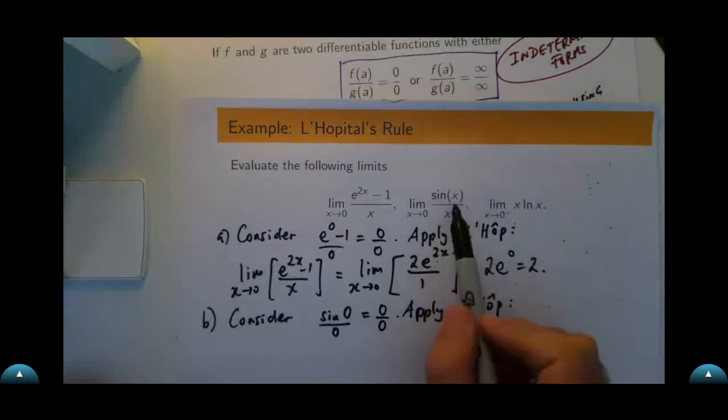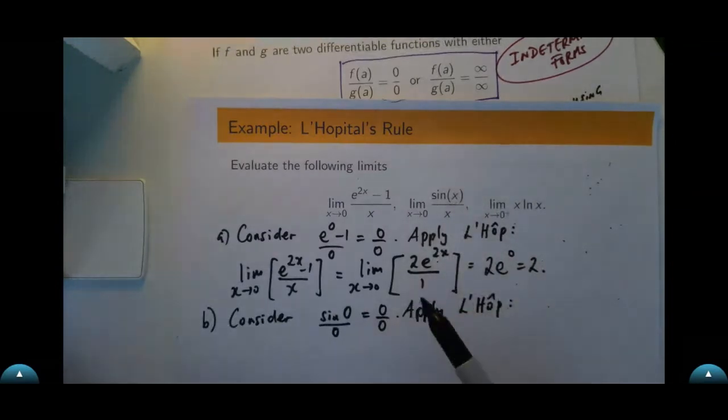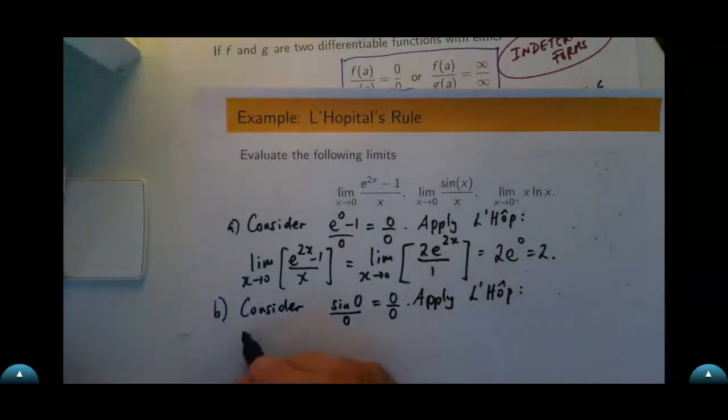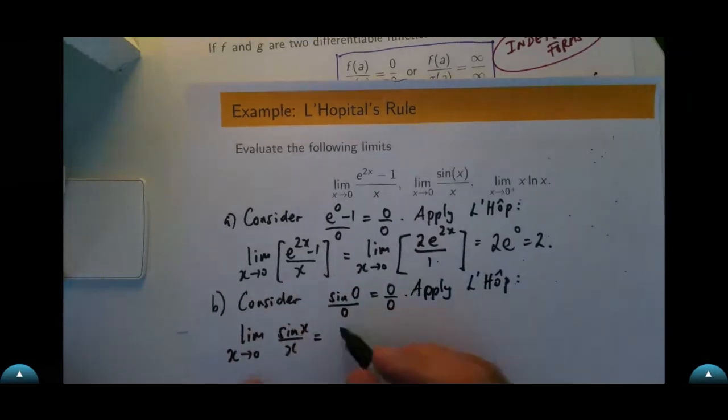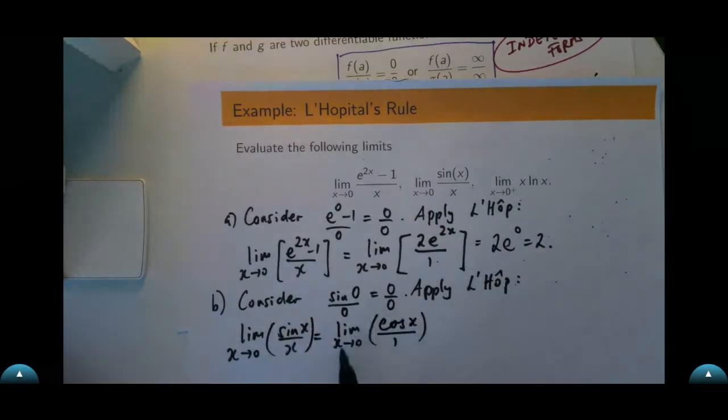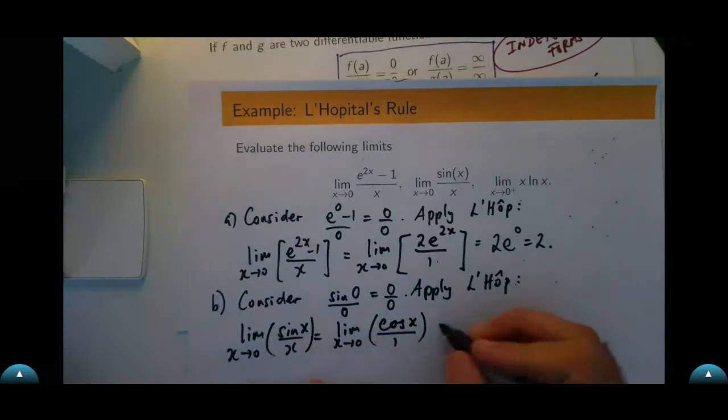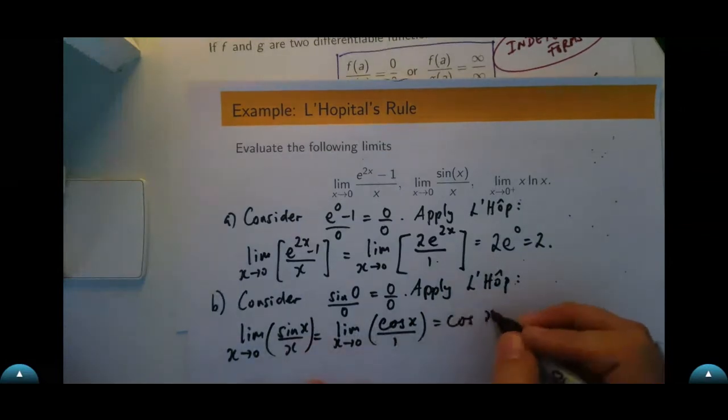We differentiate the top, we differentiate the bottom, and we take the limit. So Todd also says 1. So let's see if we can do it. The derivative of sine x is cosine x. And the derivative of x is just 1. So the limit now is going to be cosine of 0, which is 1.